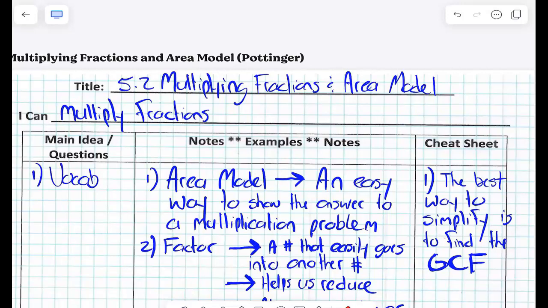Morning, Pottinger's class. Morning. Today we finished 5.2, multiplying fractions and the area model. Can you multiply fractions? Yeah. All right, area model we're going to talk about in a second.